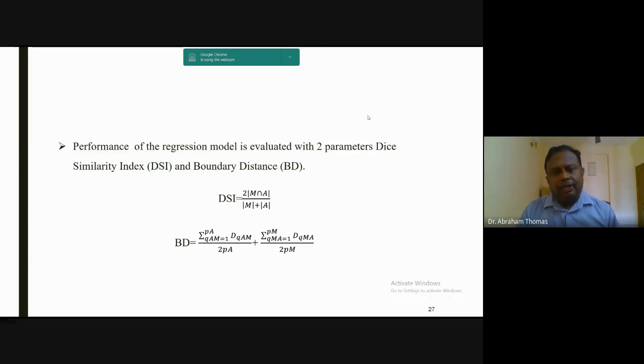Another metric is the boundary distance. That is, summation QAM equal to 1 to PA, DQAM divided by 2 PA, plus summation QMA equal to 1 to PM, DQMA divided by 2 PM.